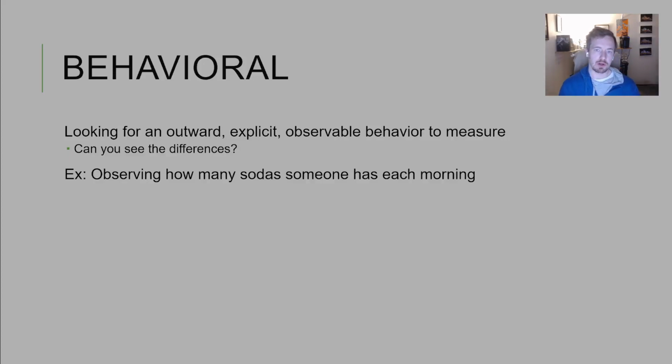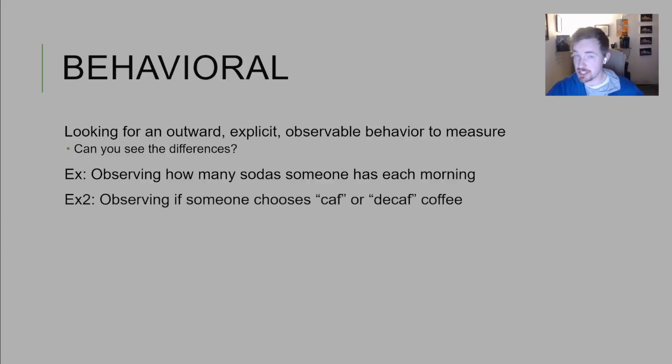So for example, if I'm observing how many sodas or how many cups of coffee someone has each morning, that would be an example of a behavioral measure, where I'm seeing exactly how many they do. I'm not relying on self-report. I'm able to see it for myself, and I can record it, and then other people can verify that. Or if I give some people an option, where they can choose between caffeinated or decaffeinated coffee, that would be an example of measuring caffeine consumption using behavioral measures. Because if someone chooses caffeine, then that means they have higher caffeine consumption.